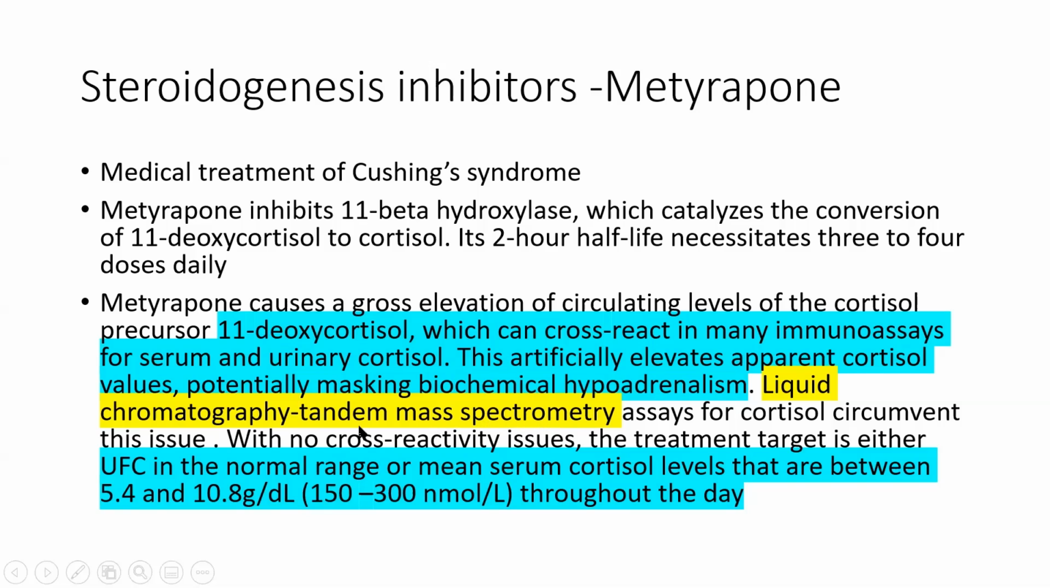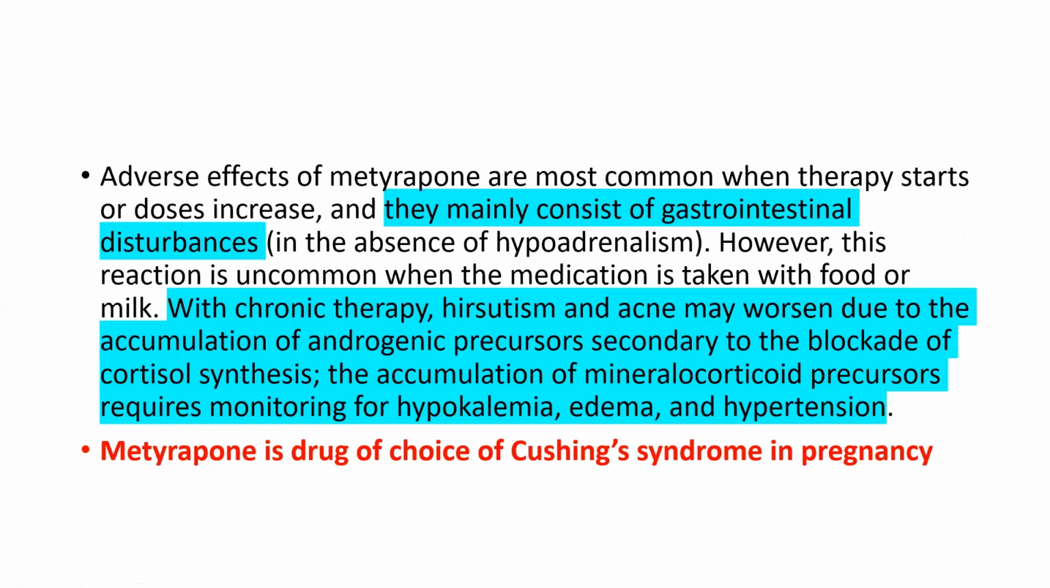This is very important. With no cross reactivity, the treatment target is usually the urinary free cortisol should be maintained in the normal range, or the mean serum cortisol levels should be maintained between 150 to 300 nanomole per liter throughout the day. Okay, so again, very important statements. The most important is, of course, the inhibition of which enzyme and what are the products which are elevated, and how it can falsely show an elevated cortisol in the various immunoassays, and which assay is the assay of choice. So we have the liquid chromatography tandem mass spectrometry.